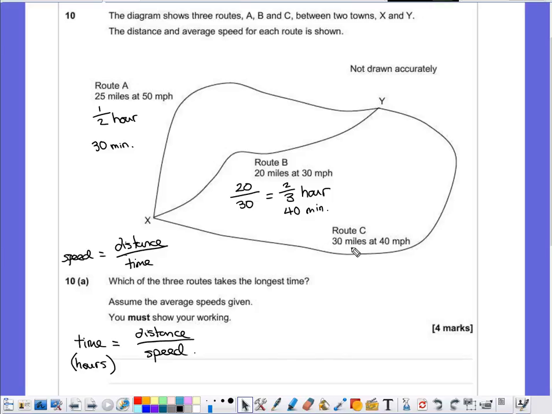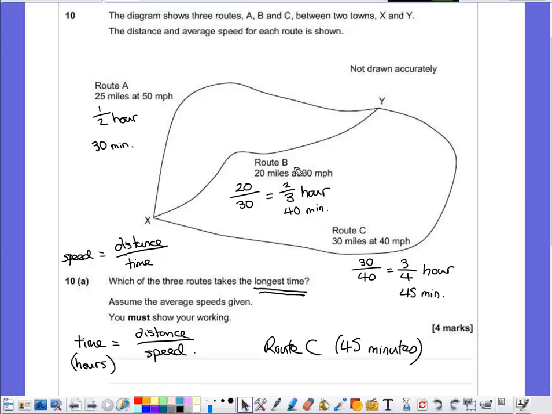Route C, we have 30 miles at 40 miles per hour. If we take our distance, divide it by the speed, 30 over 40 is 3/4 of an hour. Well, 1/4 of an hour is 15 minutes, so 3/4 would give me 45 minutes. And therefore, the longest time, because remember we have to, for our fourth mark, answer the question, the longest time would be route C, because that takes us 45 minutes compared to the 40 minutes and 30 minutes of the other two routes.